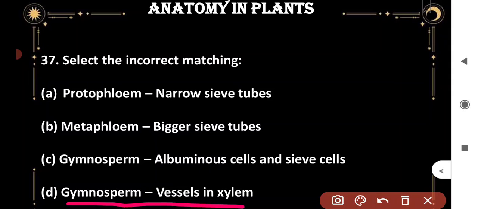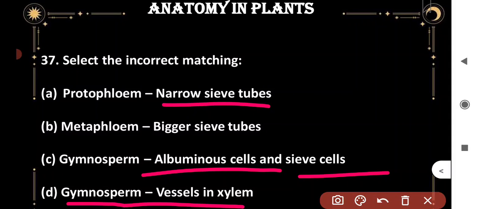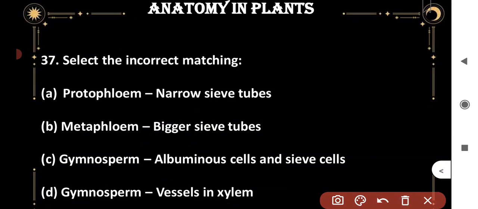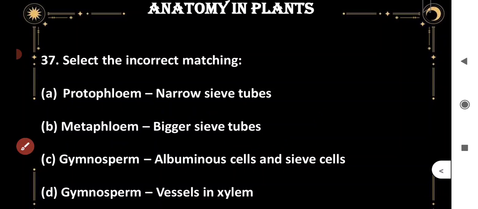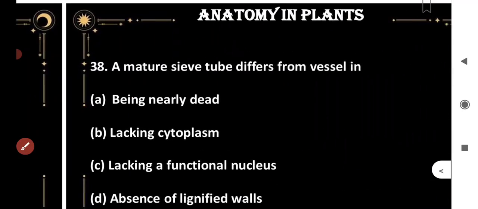Gymnosperms lack vessels and they lack sieve tubes and companion cells. They have albuminous cells and sieve cells to take their function. Protophloem has narrow sieve tubes and metaphloem has bigger sieve tubes. Protophloem is the primary form, so it is narrow. Metaphloem is the later form, so it is bigger. Correct option is D. Okay, next.